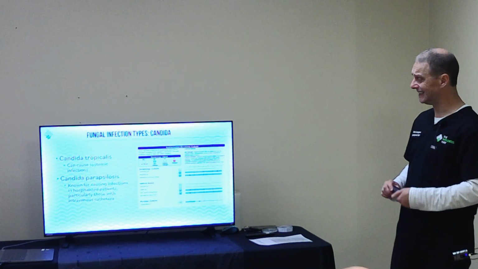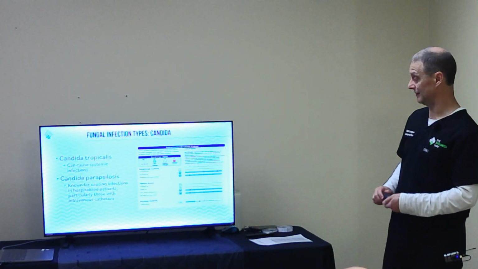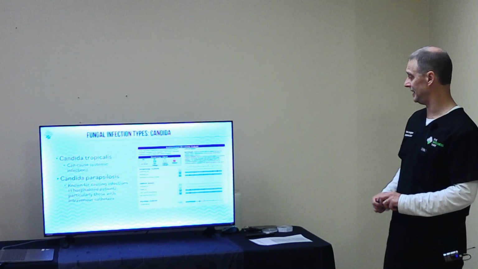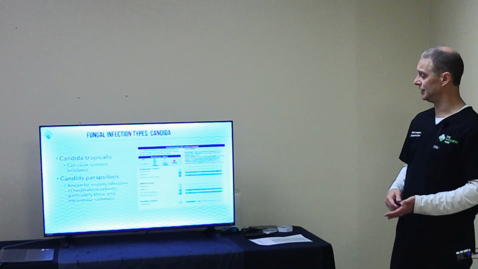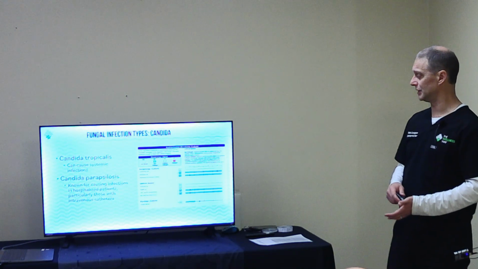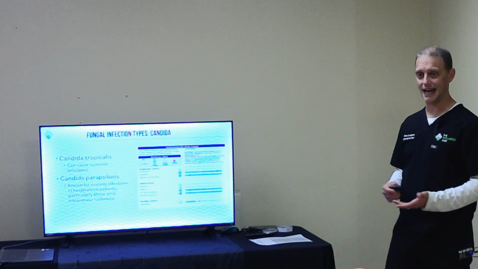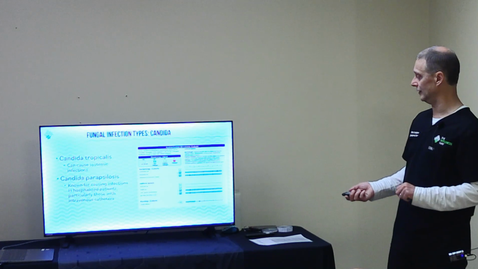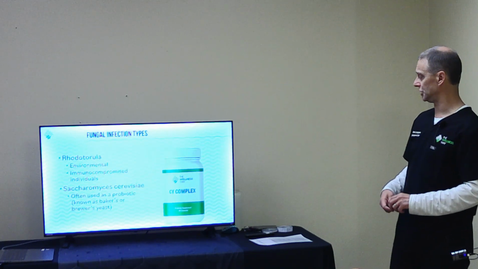There's Candida, I'm not even sure what the name of that thing is. Parapsilosis, maybe. Known for causing infections in hospitalized patients, particularly those with intravenous catheters. So that might show up as another way of getting a Candida infection.